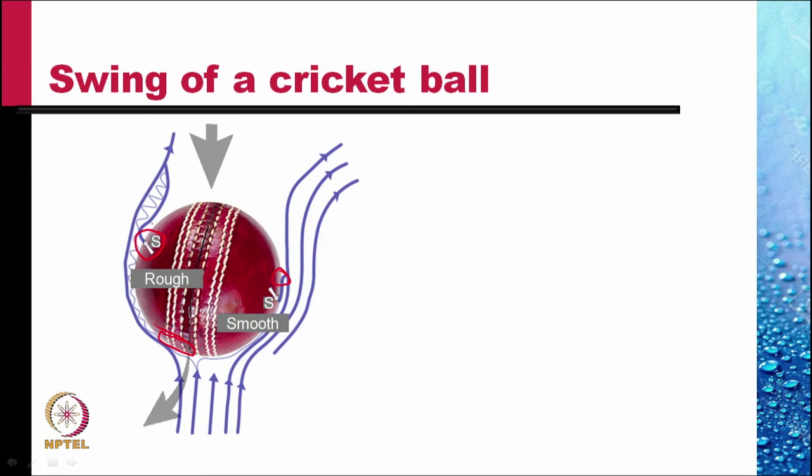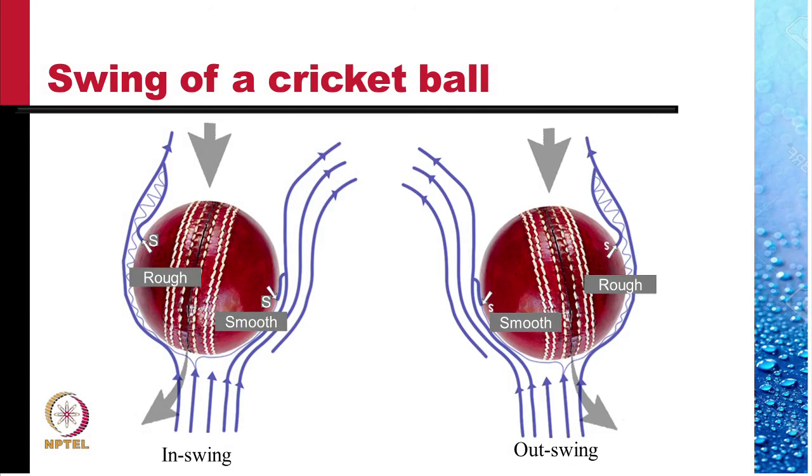with lower pressures on the left side and higher pressures on the right side, and because of this, the ball curves towards the leg stump. This is an in-swing ball. On the other hand, if the seam was tilted as shown on the right, this story reverses.